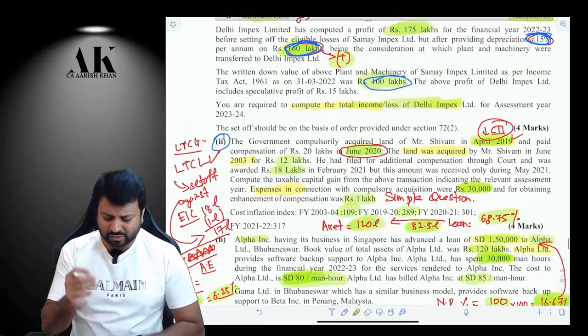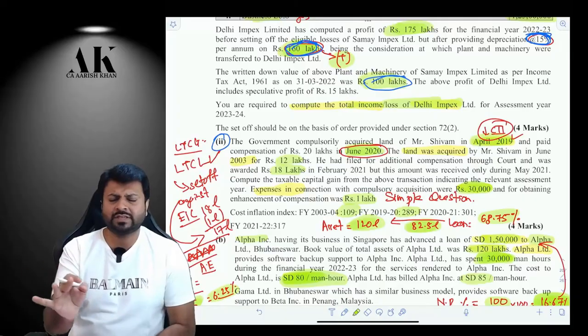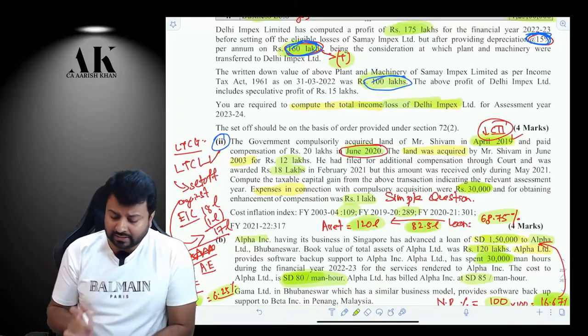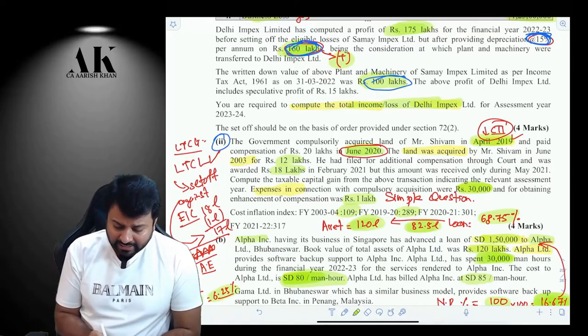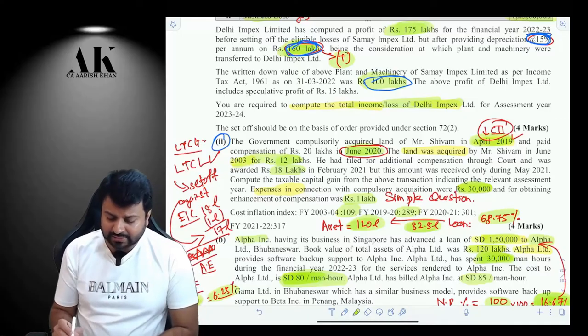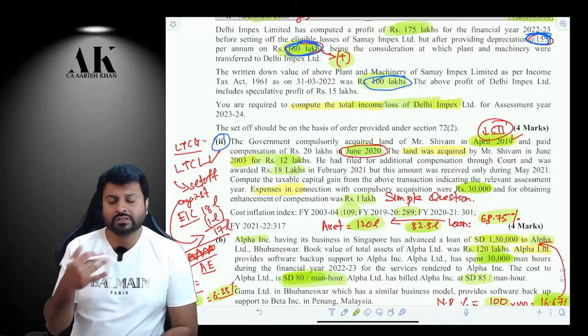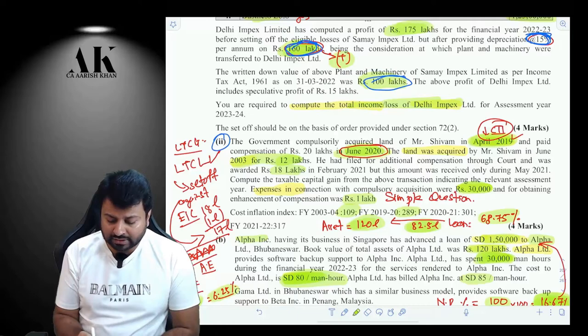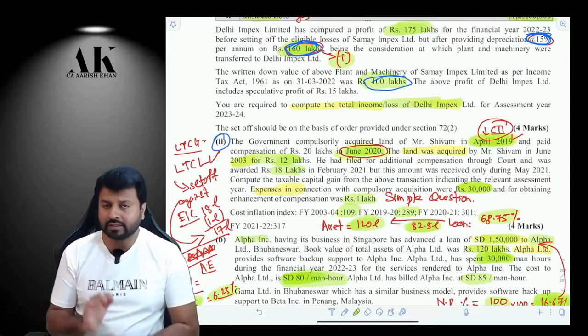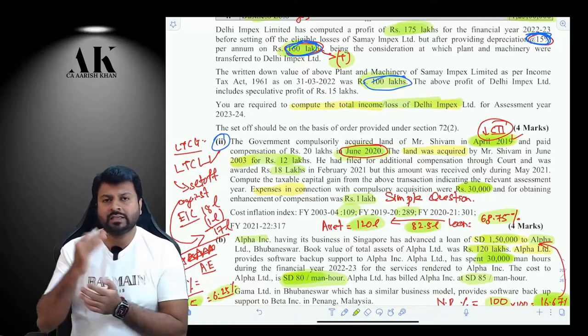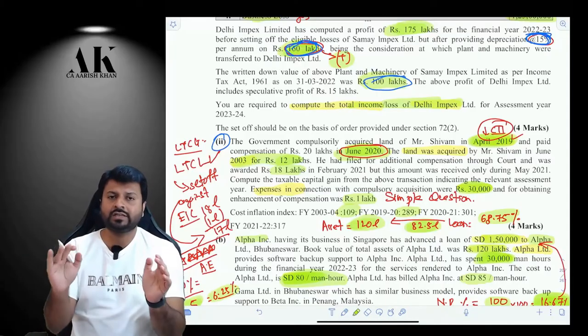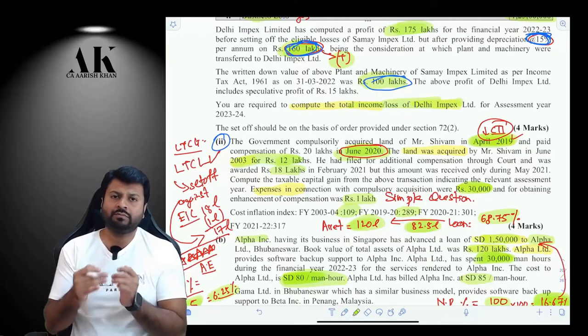Okay. Now, the next question is a very simple question on section 45, subsection 5, which is on compulsory acquisition. There is an assessee who has purchased some land in 2003. In 2003, he has purchased the land. And in 2019, the land was compulsorily acquired, but he got the compensation from the government in 2020. So, when the capital gains will be chargeable? Capital gains will be chargeable in 2020. That is the year in which the original compensation or the part of the compensation is received.